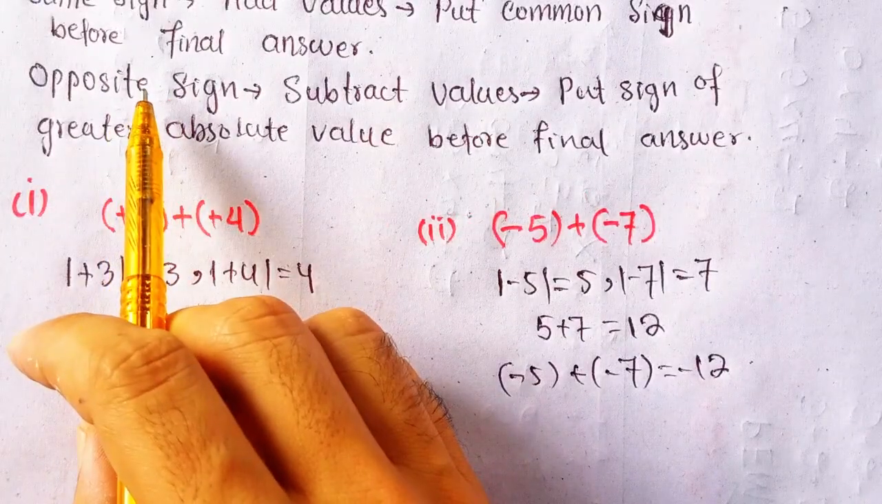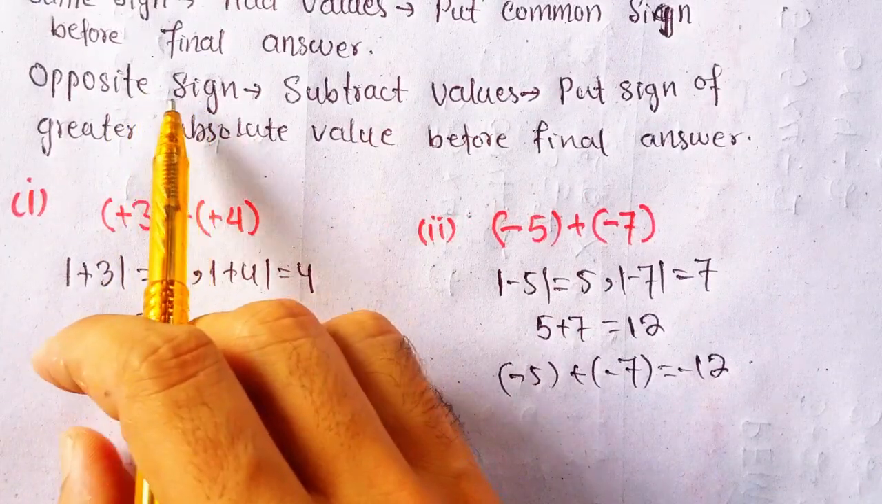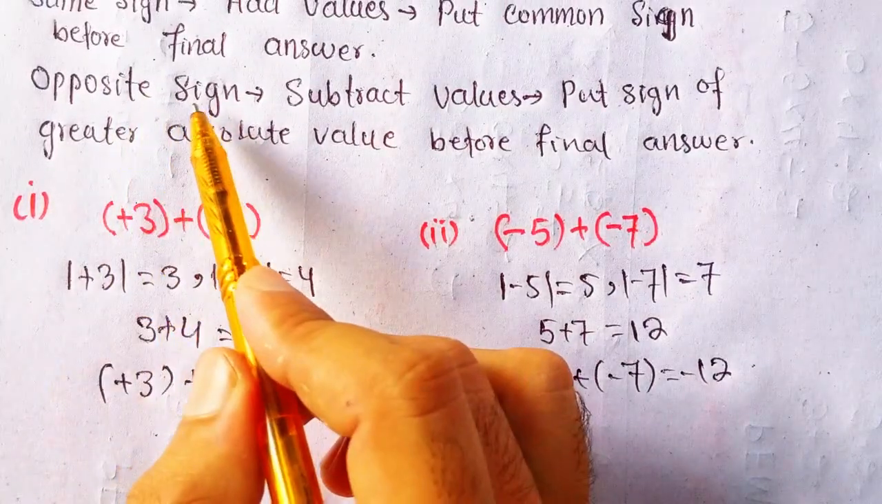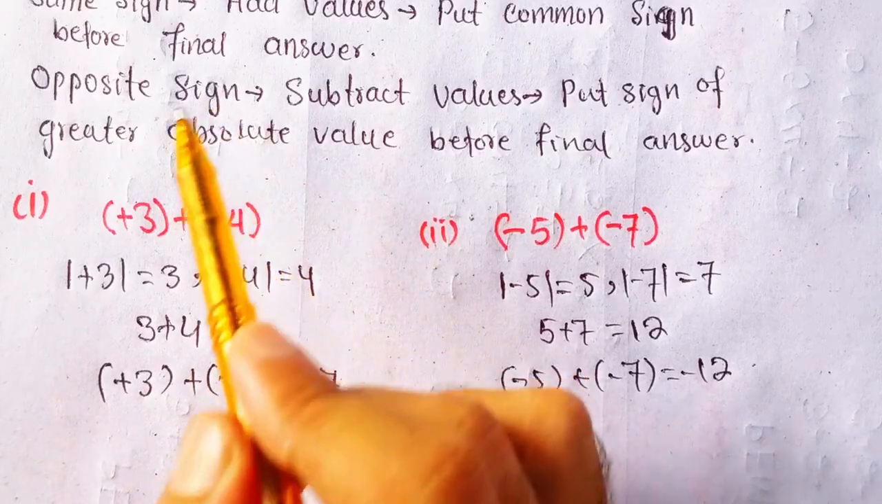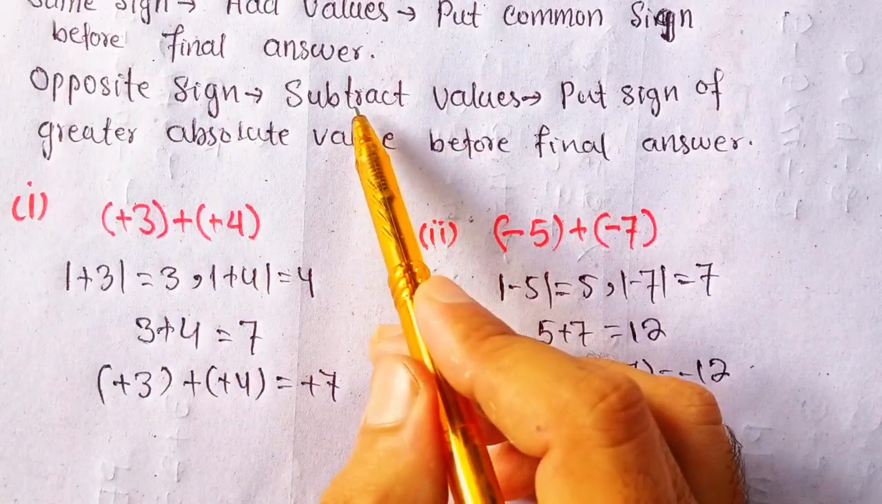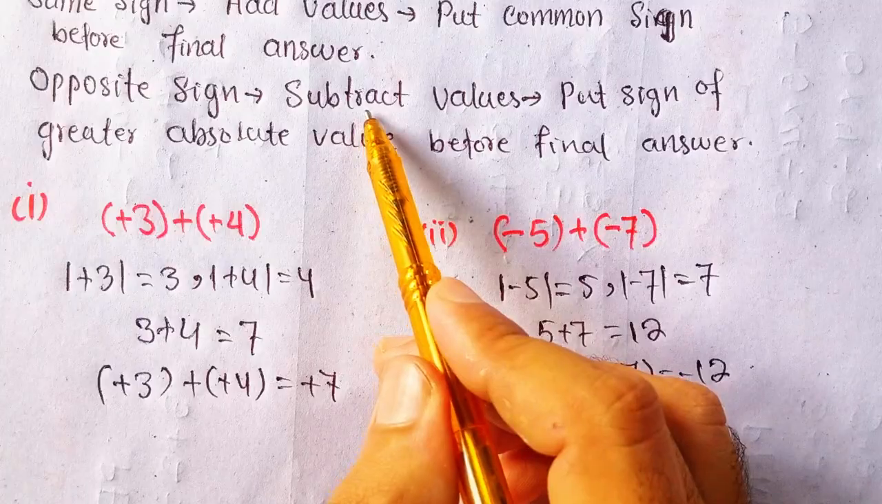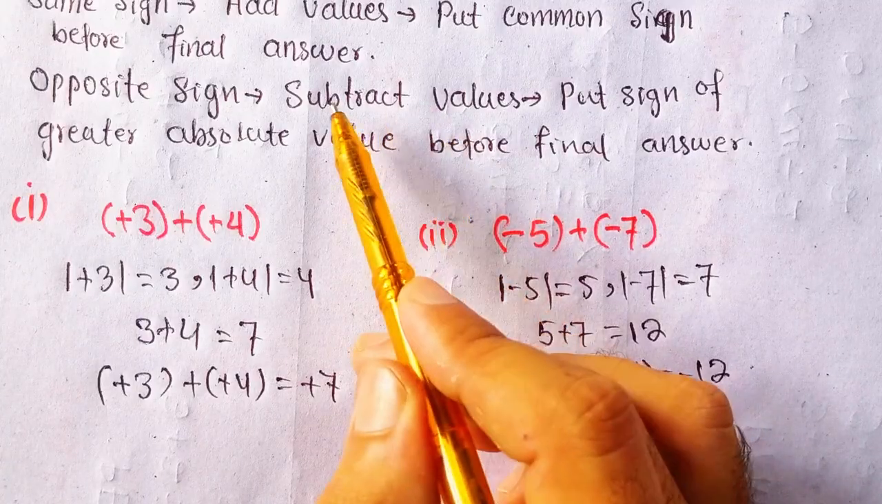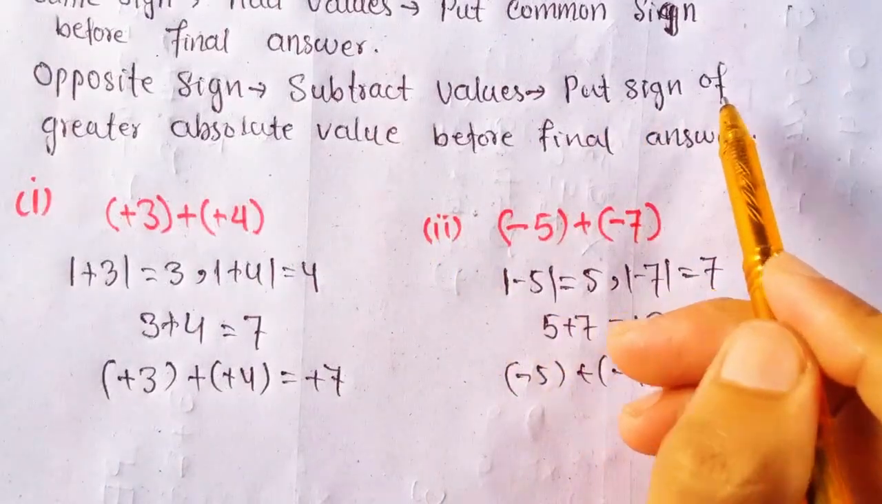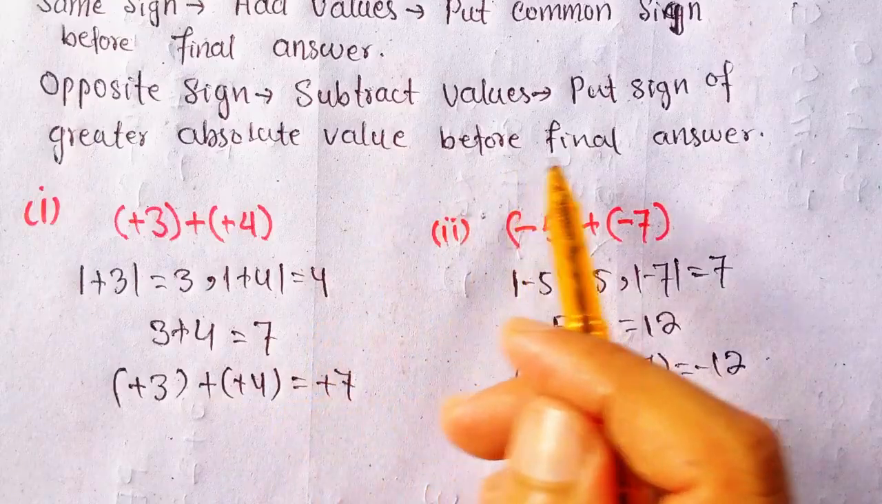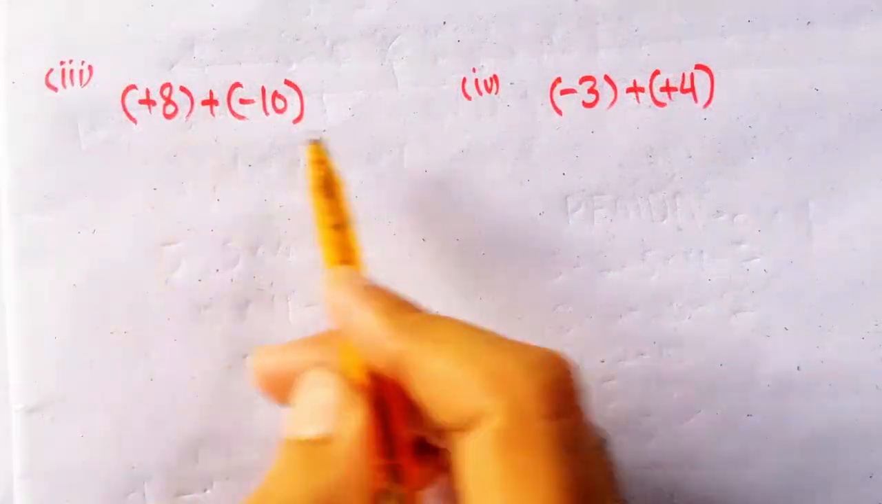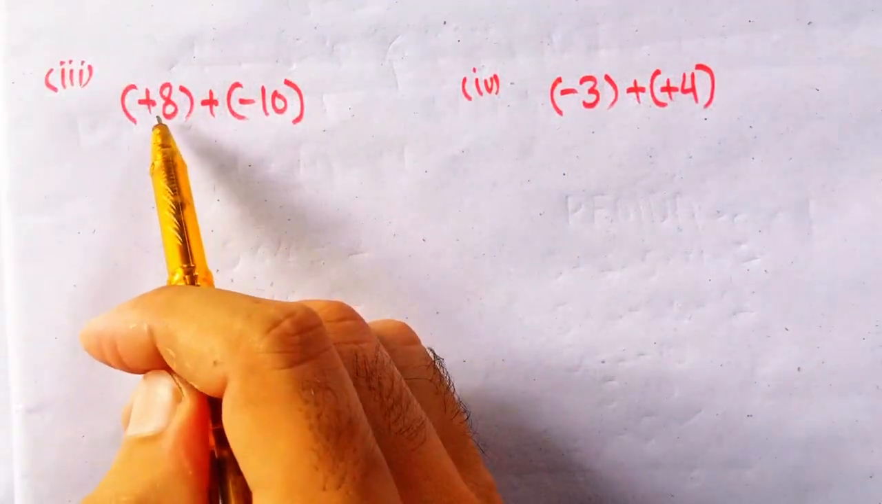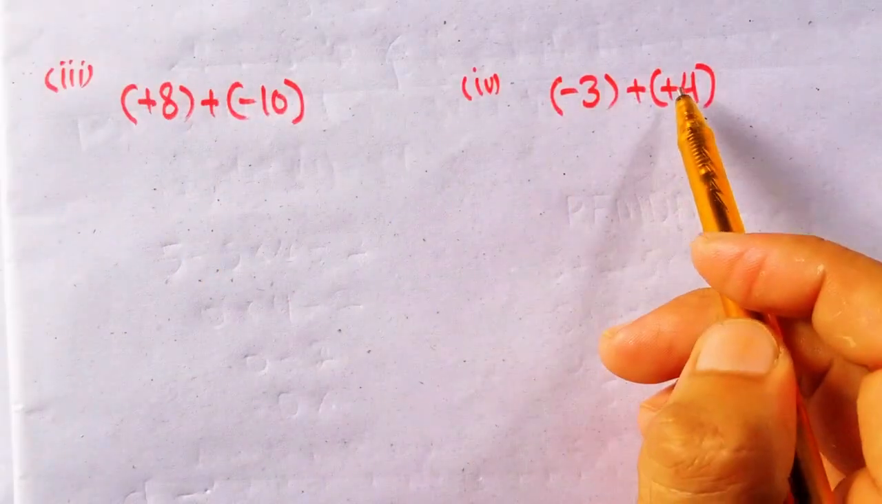Now we are going to discuss the second case, the addition of integers with the opposite sign. If two or more integers have opposite signs, then we will take the absolute values of the integers and subtract the smaller absolute value from the greater one, and then we will put the sign of the greater absolute value before the final answer. Just like in these two examples, in one the smaller value is positive and in the other the greater value is positive.